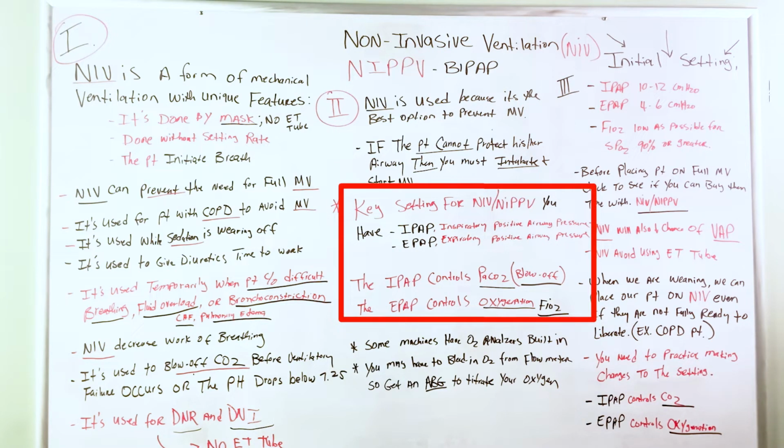Now, when we talk about BiPAP, let's talk about the key settings. And the main settings that you have to worry about are the IPAP, the EPAP, and the FiO2. IPAP standing for inspiratory positive airway pressure, EPAP, expiratory positive airway pressure, and then the FiO2. All right. The IPAP controls the CO2 to help blow off CO2. The EPAP controls oxygenation, okay, which is our FiO2.